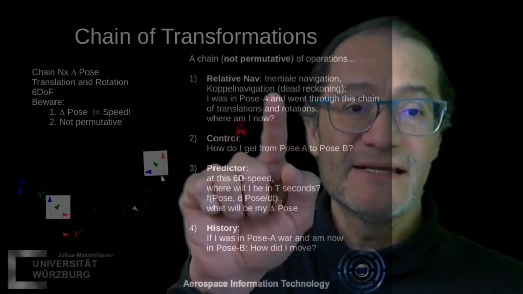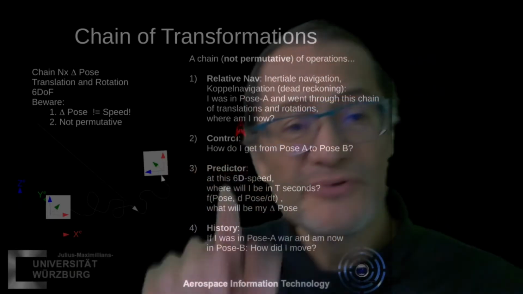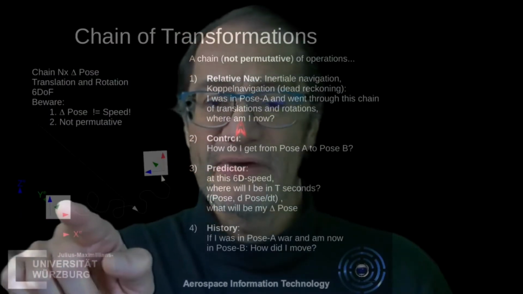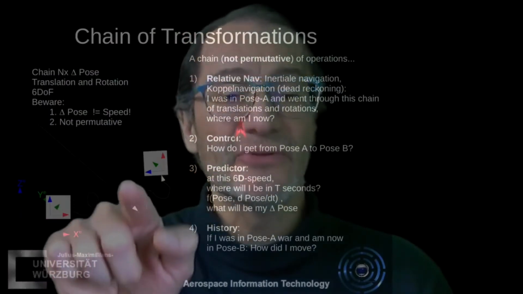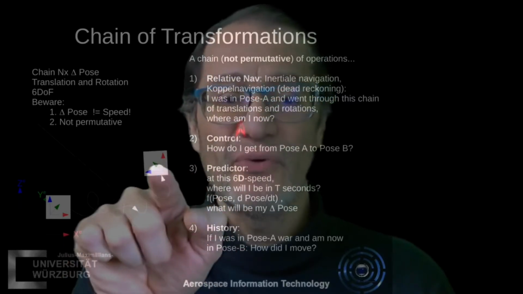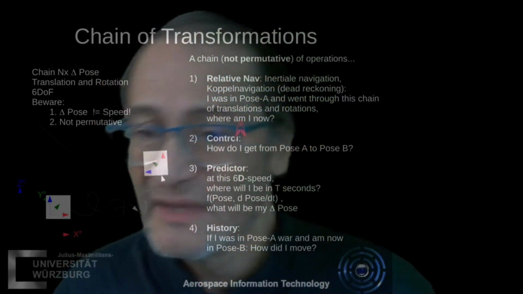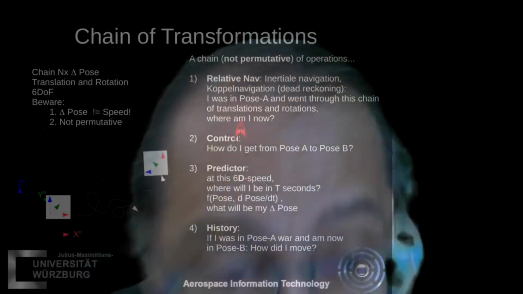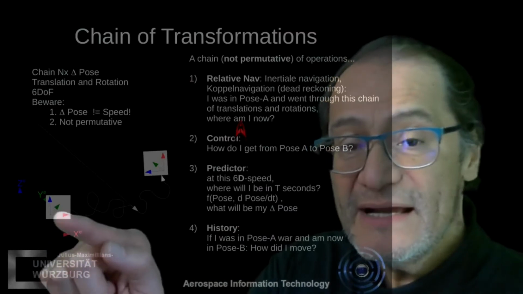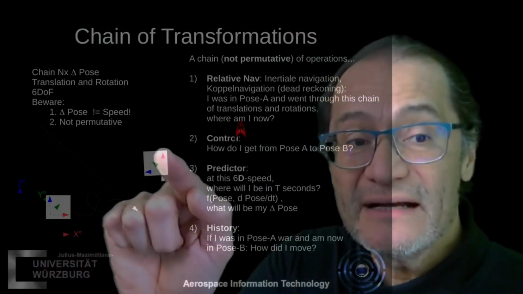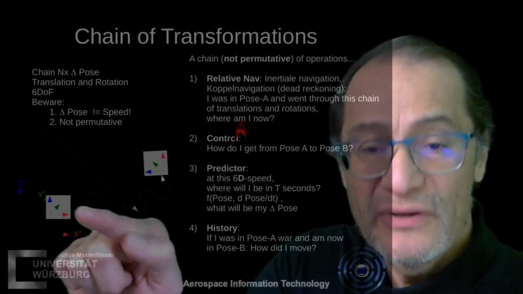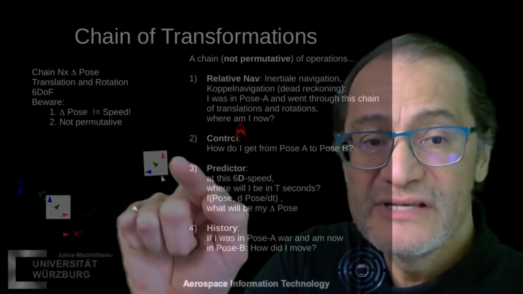The first one is relative navigation, I think which we are doing very often. And this is, if you know you were here and then you integrate all these changes, all these movements, then you would like to know where are you at the end. The next interesting thing for us is control. We are now here and we would like to be here. Then how to compute which movements we have to do to go from here, this pose to this pose.